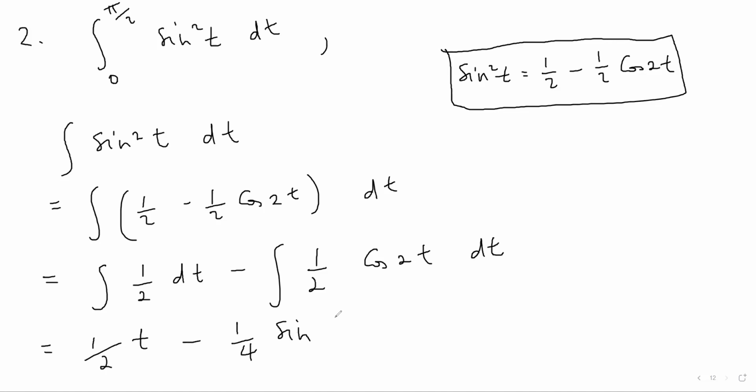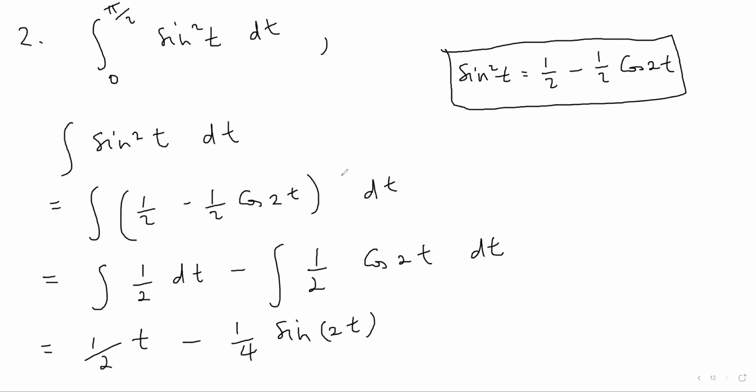Okay. So it's a half t minus a quarter sine 2t, right? Quarter sine 2t. Okay, that's it. And then we're gonna put a plus c, but not in this case. In this case, we don't put a plus c here. The reason for not putting a plus c is because we are dealing with a definite integral. So this is just the means to an end to evaluating a definite integral.